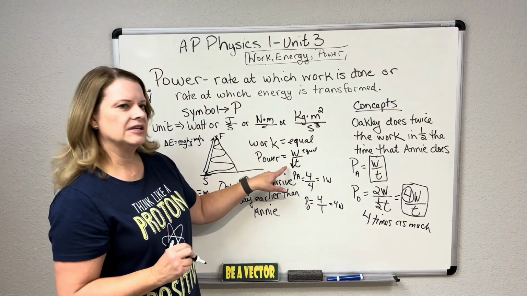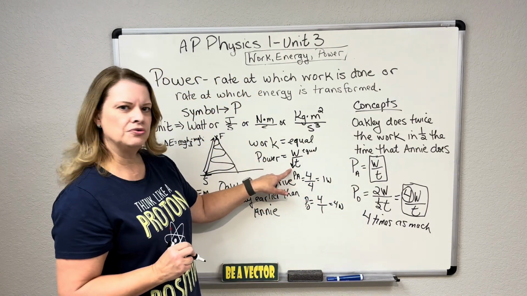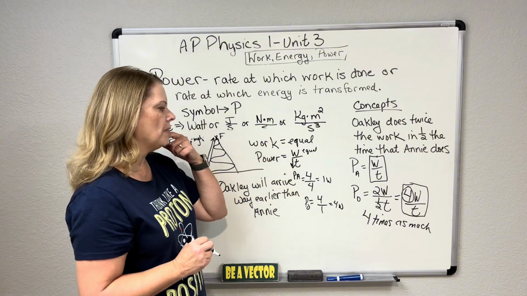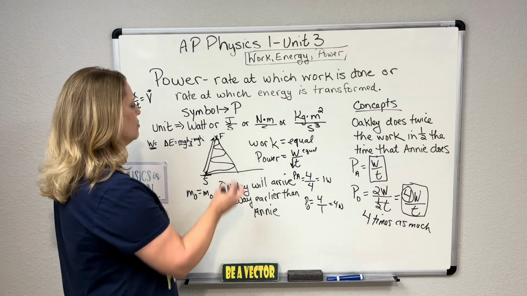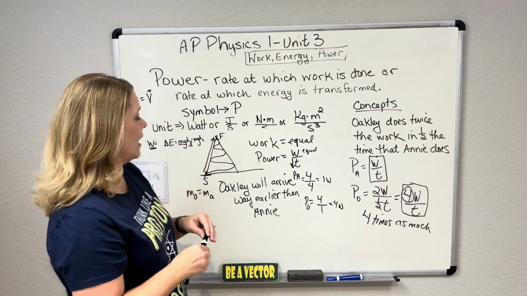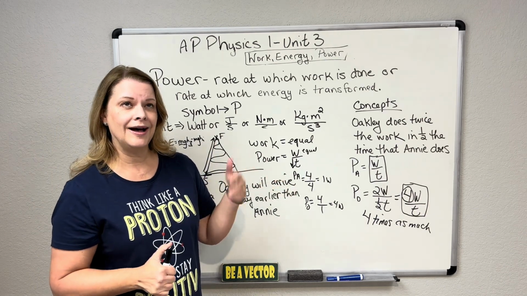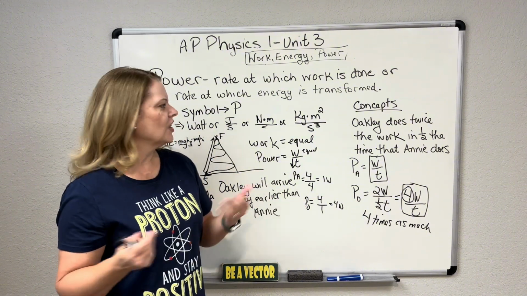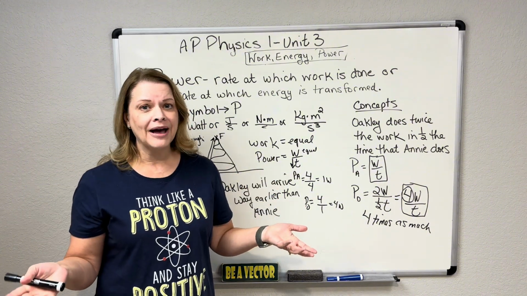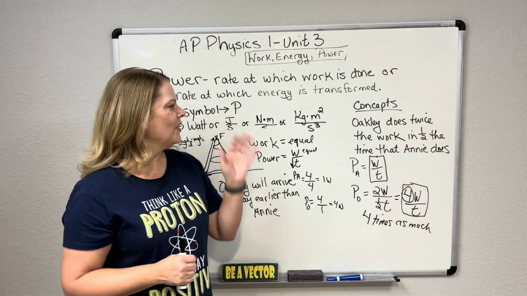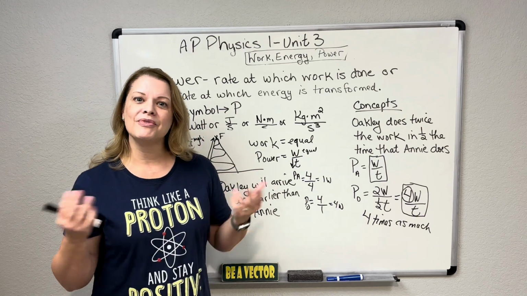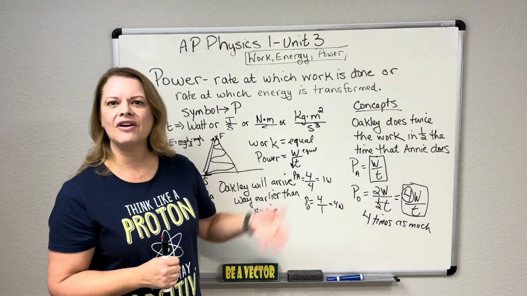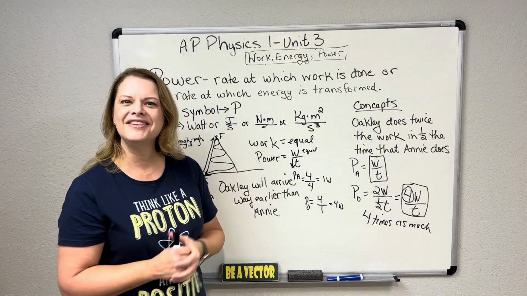So when Oakley did it in less time, it reduced that denominator and made the overall power increase. So Oakley had a higher power output, even though they both did equal work. All right, that is our quick lesson on power. Hopefully you understand what power is now from a physics definition, and you know some different formulas that we have and all of the units for power and a couple of concepts.